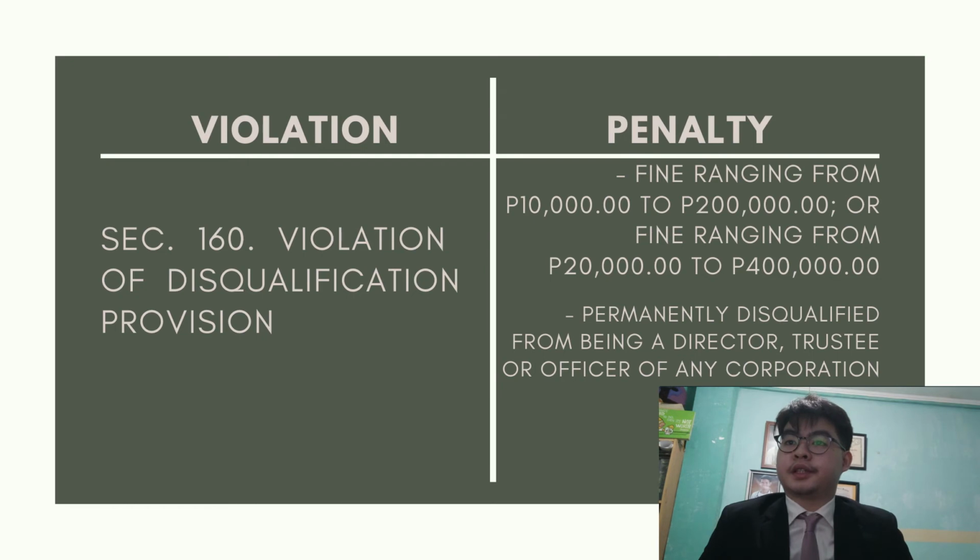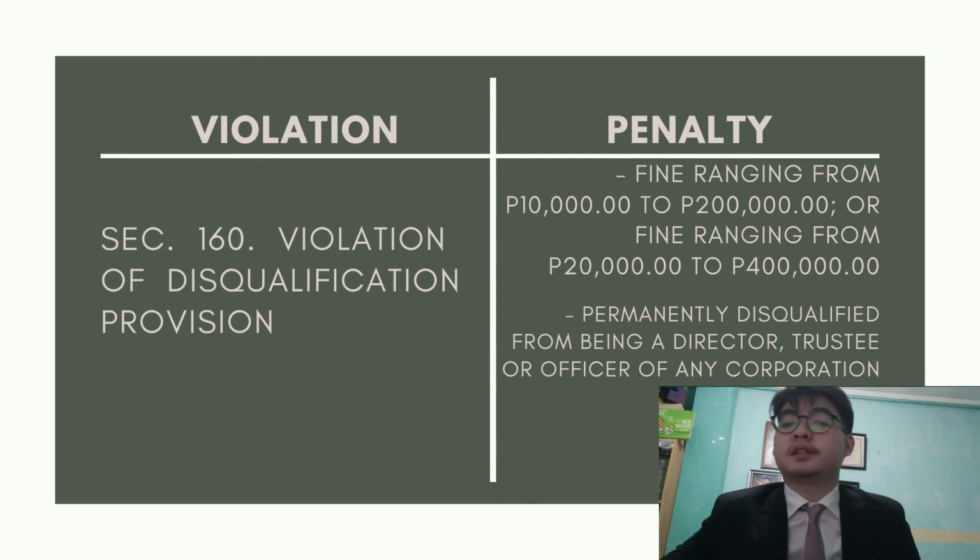If his or her violation of this provision is injurious or detrimental to the public, the penalty shall be a fine ranging from 20,000 pesos to 400,000 pesos. So basically double.